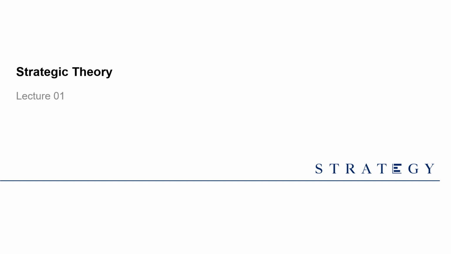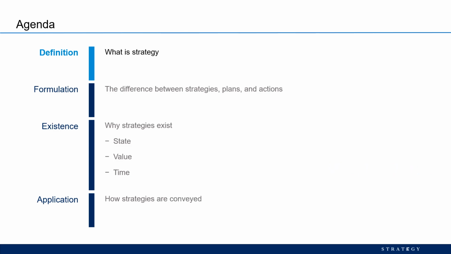So our first lecture is going to go over general strategic theory. The agenda for this course is we're going to start off by defining at a higher level what is strategy. Then we're going to go into strategic formulation, getting a little bit more granular, talking about the semantics between strategies, plans, and actions. Then we're going to take a really deep dive into why strategies exist and talk about what I believe are the three essential variables to why there even is existence and why strategy is practical and needed, which is state, value, and time. And then finally, we'll look at some slides about application of how you can take all of this theory and then actually apply it to the real world.